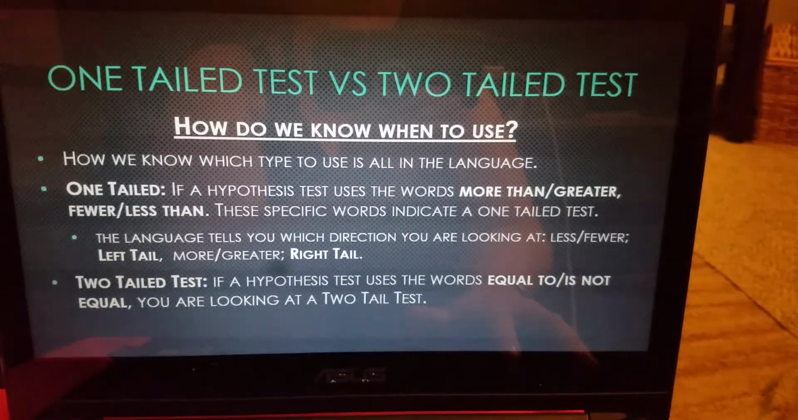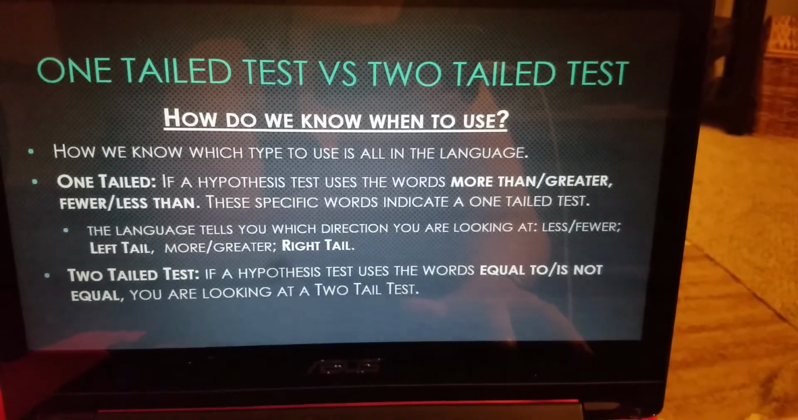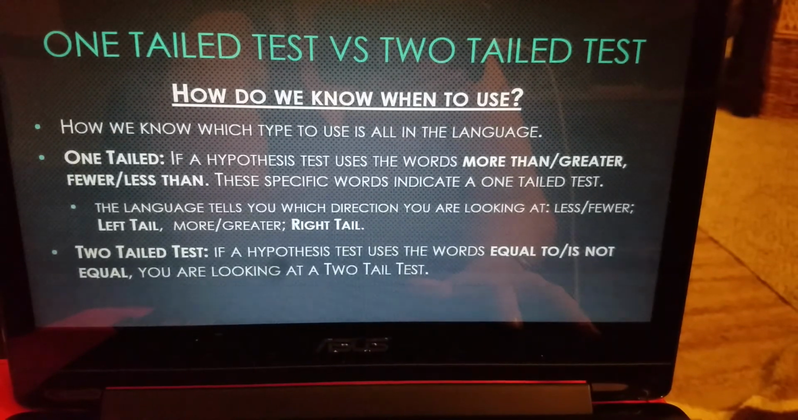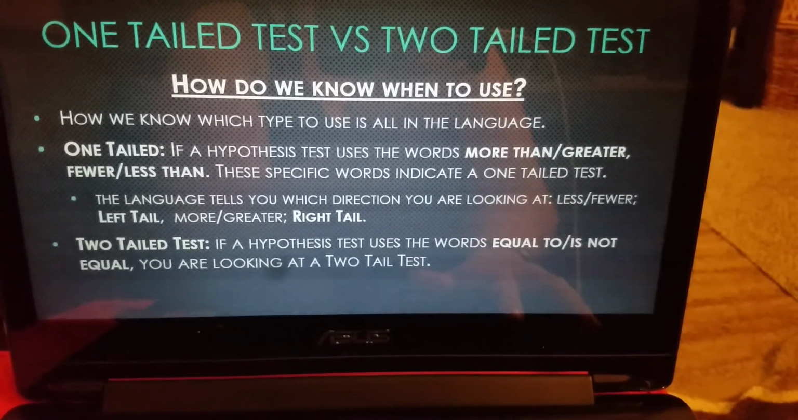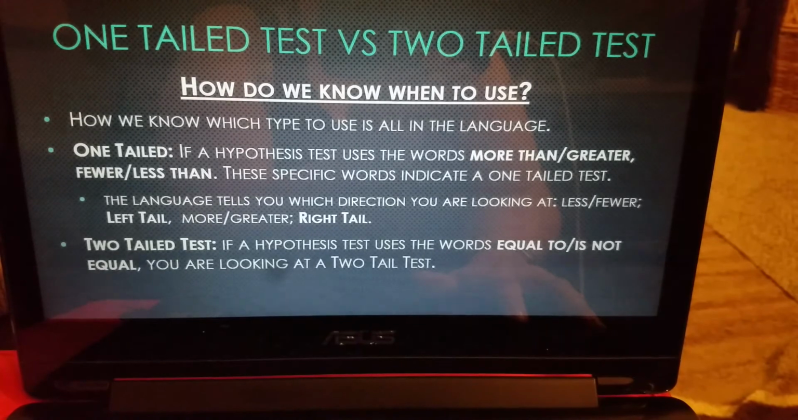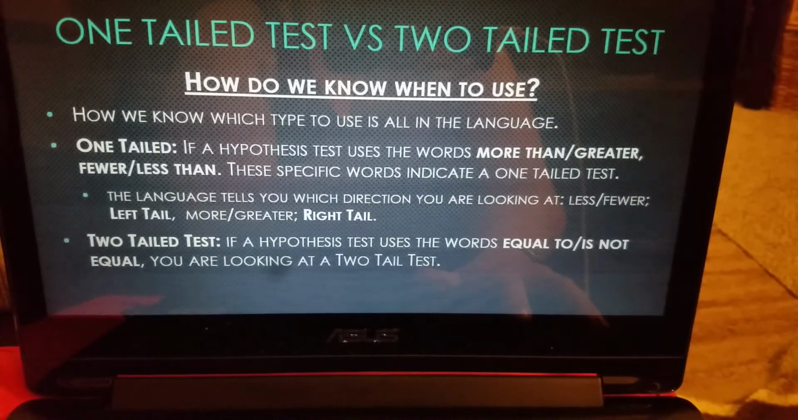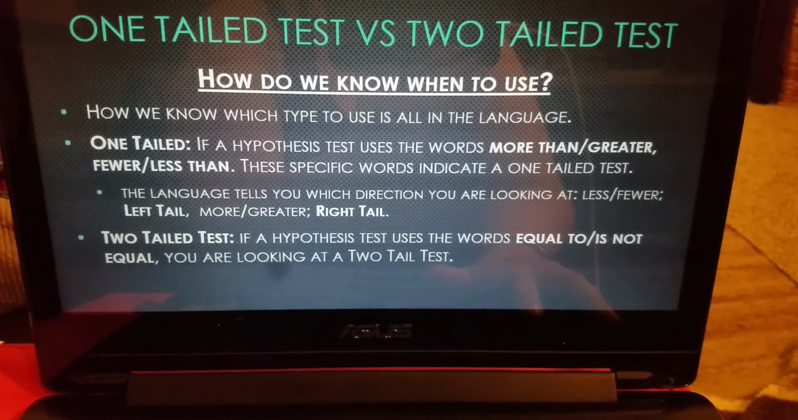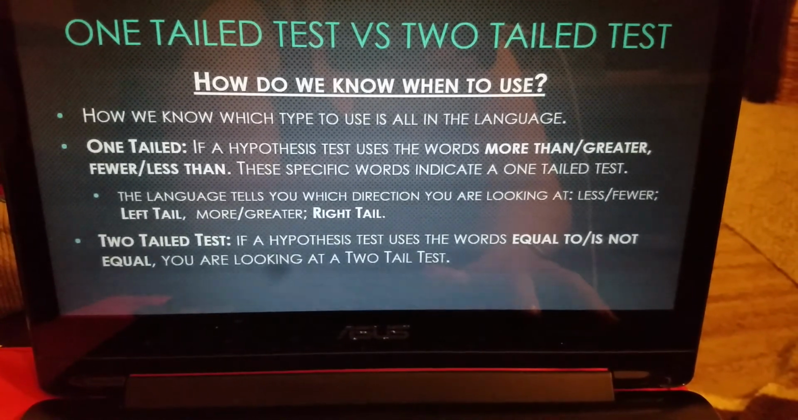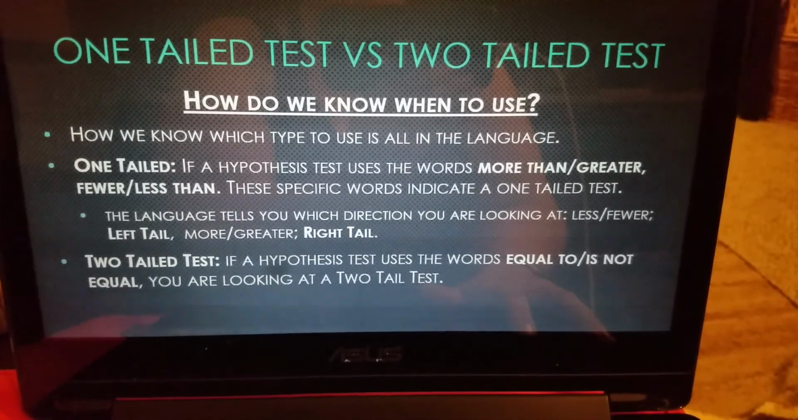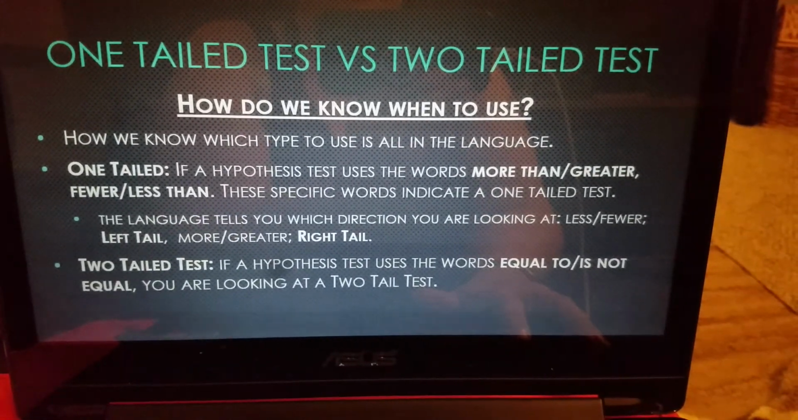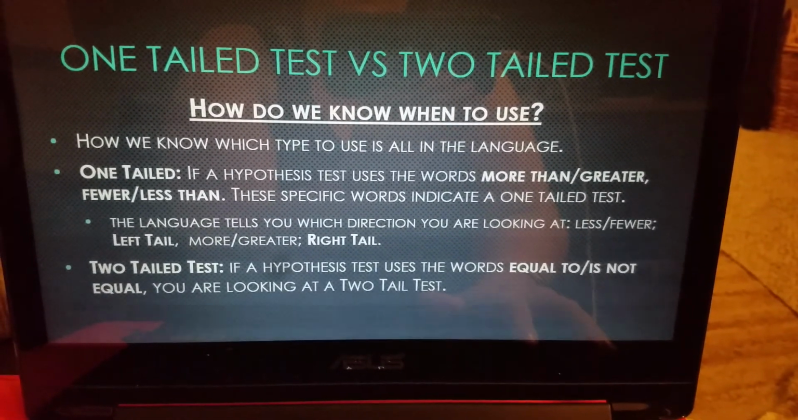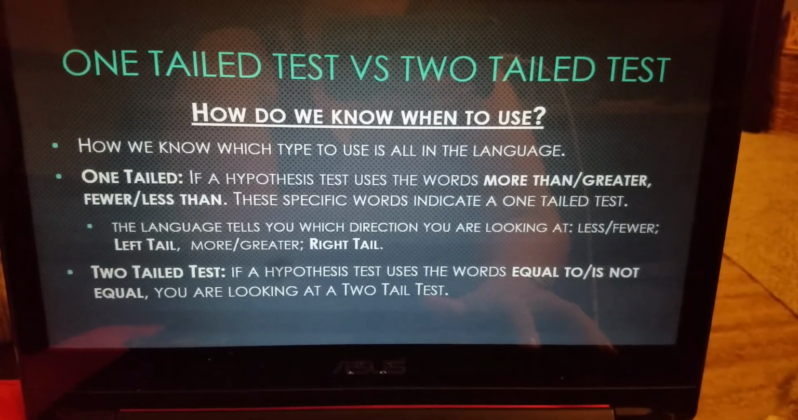A one-tailed test versus a two-tailed test. How do we know when to use it? Simple. It's based on the language. A one-tailed test is used if a hypothesis test uses the words more than, greater than, fewer, or less than. These specific words indicate a one-tailed test. The language itself tells you which direction you are going to be looking at. Less, fewer is going to be a left tail. More or greater is going to be a right. A two-tailed test is used if the hypothesis test uses words such as equal to or is not equal to. Then you're going to be looking at the two end results.